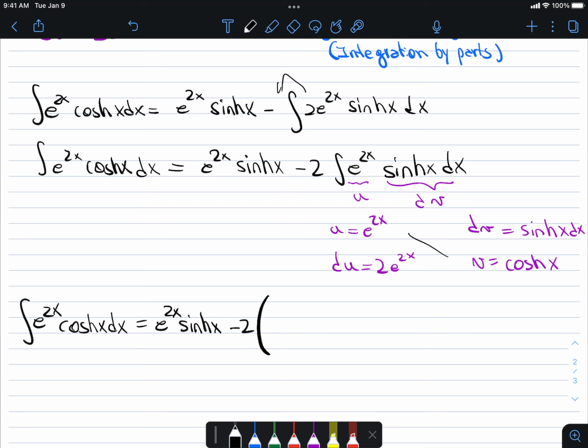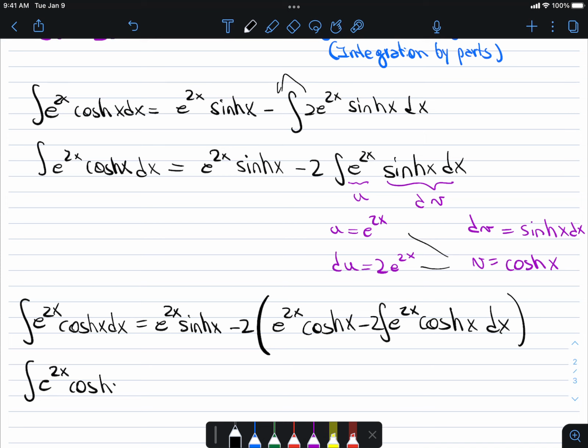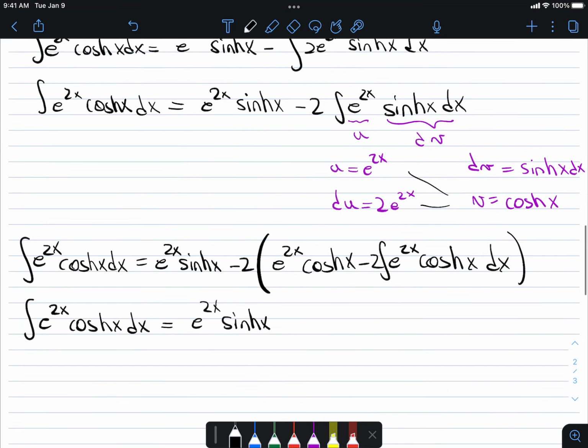So that will be uv, e to the 2x, minus the integral of v du, so 2 e to the 2x cosine hyperbolic x dx. Now we're exactly back at where we started. So finish writing this out. And like I said, you don't have to write as much. It's important to write a little bit. I'm just trying to be clear.